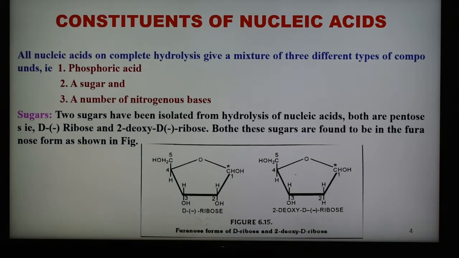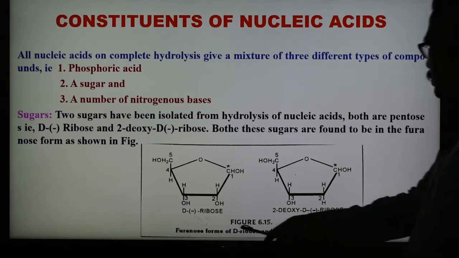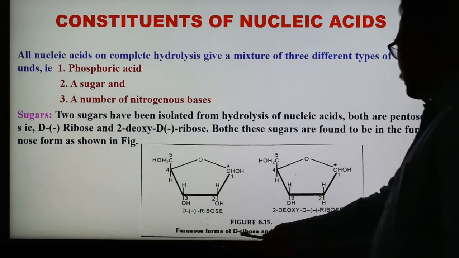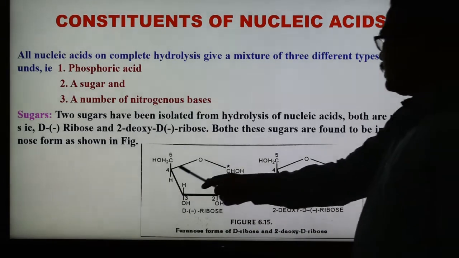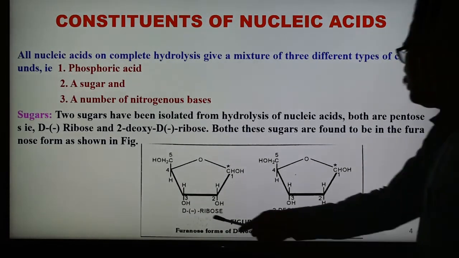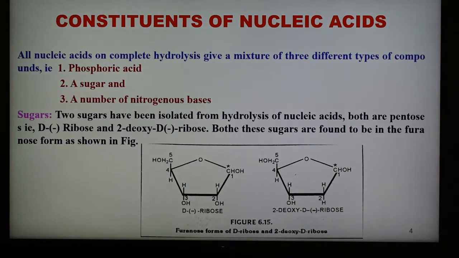Both are pentoses, that is D-ribose and 2-deoxyribose. Both these sugars are found in the furanose form, as shown. This is the furanose form of D-ribose and 2-deoxyribose. So this is the structure of D-ribose, and this is 2-deoxy-D-ribose. This is the furanose form of the sugar, and third is the number of nitrogenous bases.